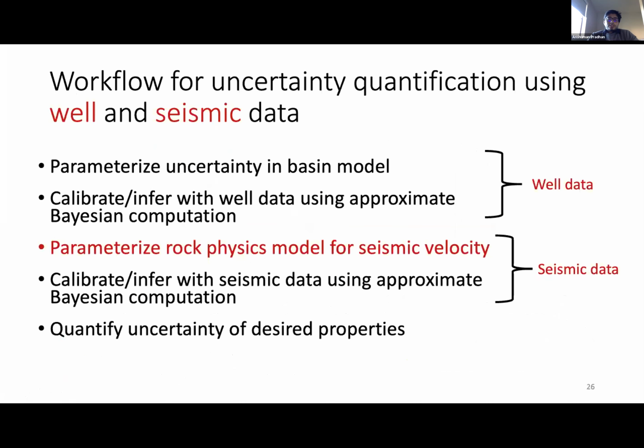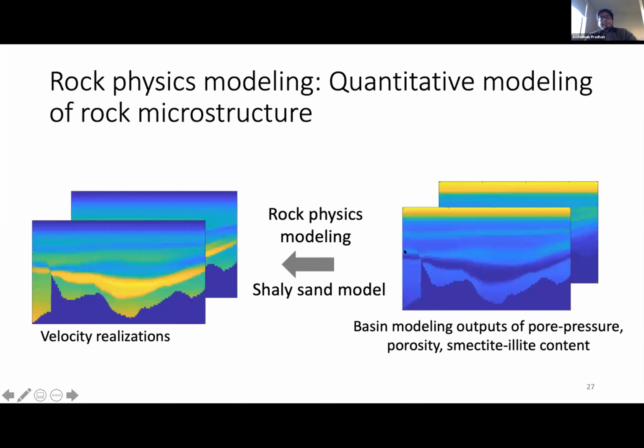Okay, so what we've accomplished till now is we have parameterized the uncertainty for the Bayesian model, and we have done inference with well data. The next step is to go to the seismic domain. In order to go to the seismic domain, we need to parameterize the rock physics model for the seismic velocity.